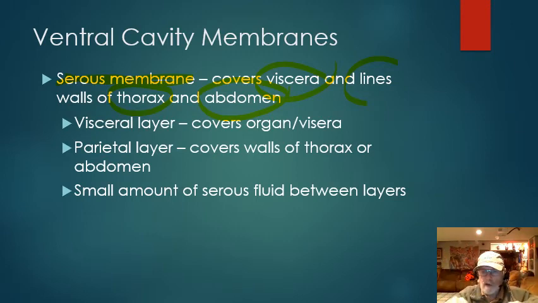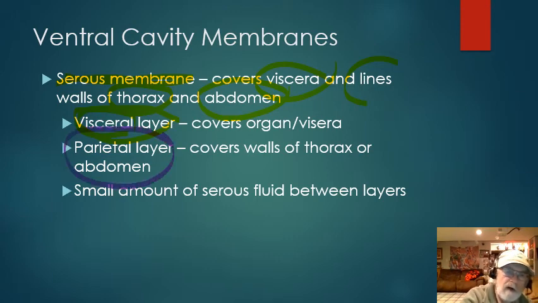When they get to a certain point, they fold back on themselves. They don't stop. They just fold back and cover the outside of the organs. The part of that membrane that covers the organ is called the visceral layer. Why? Because viscera means organ. We talked about that in the previous slide. We then have the parietal layer, which covers the inside wall of the thorax, the chest, or the inside wall of the abdomen, the belly.